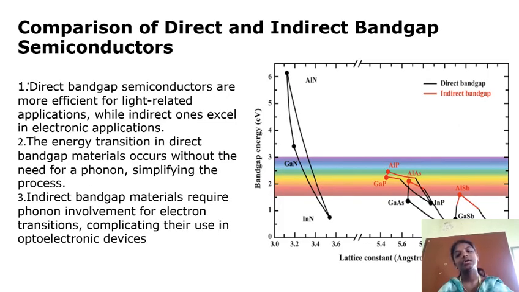Comparison of direct and indirect bandgap semiconductors. Direct bandgap semiconductors are more efficient for light related applications, while indirect ones excel in electronic applications. The energy transition in direct bandgap materials occurs without the need for a photon, simplifying the process. Indirect bandgap materials require photon involvement for electron transitions, complicating their use in optoelectronic devices.